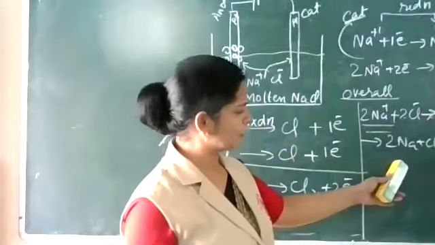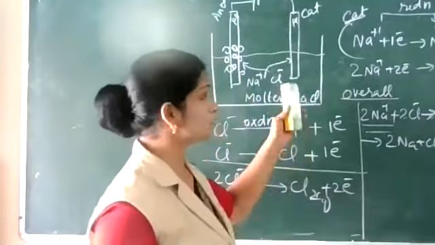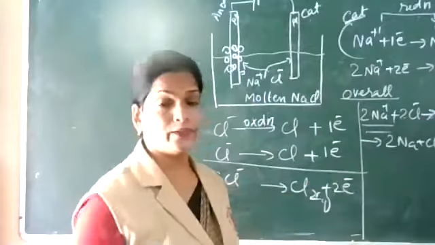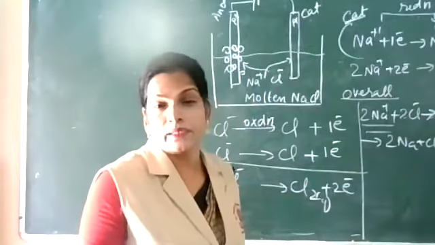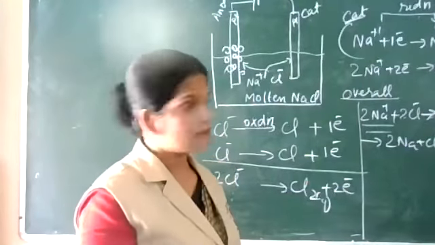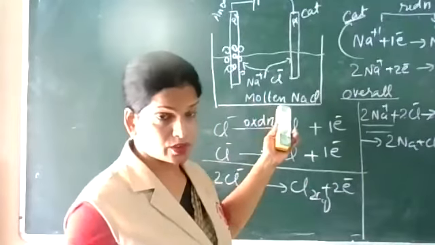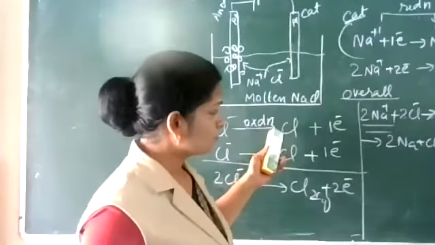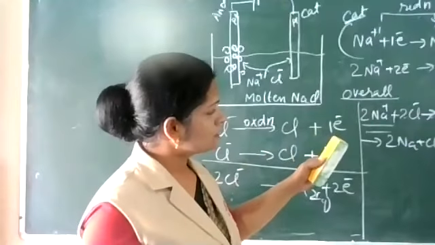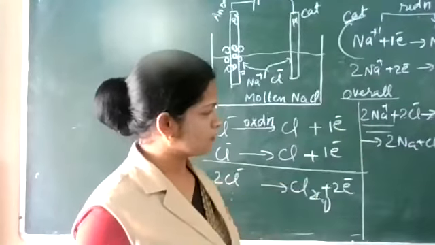So the products of electrolysis, you have to write: at cathode sodium and at anode chlorine. There is no other interface. Only Na+ and Cl- ions are there in the solution, in the molten state. So in this case, the overall reaction you see is 2 Na and Cl.